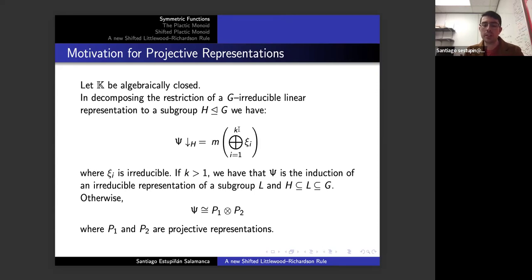But if k is equal to 1, you have to use projective representations, because psi is decomposed as a tensor product of two projective representations. In particular, P sub 1 is a projective representation of G quotiented by H, and P sub 2 is a projective representation of G. And so in this problem of classifying all possible representations, the notion of projective representations is unavoidable.